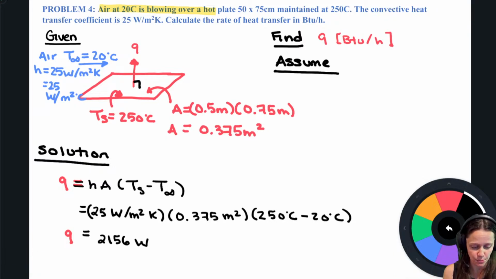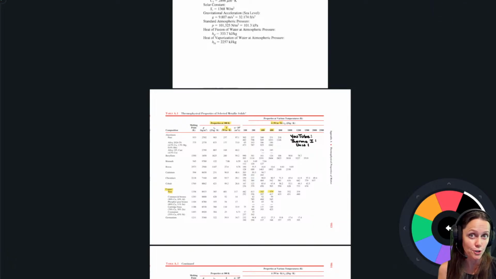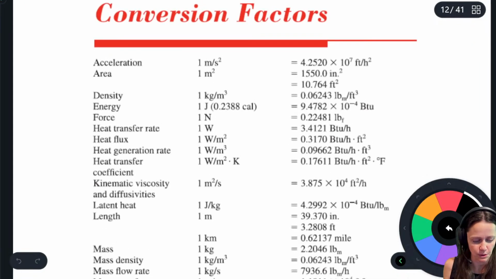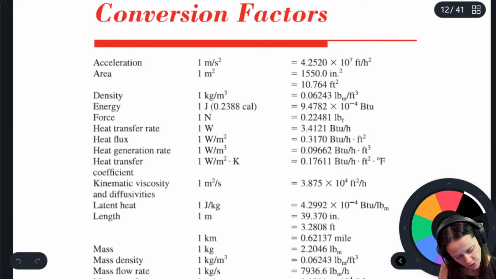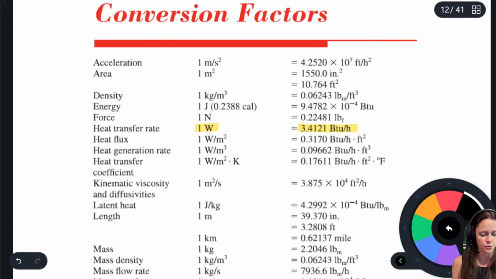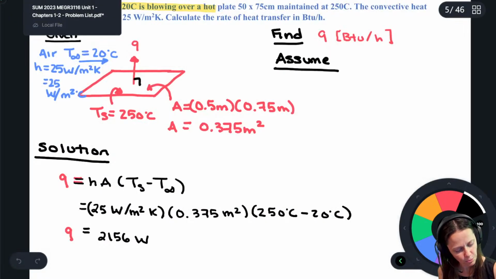Of course, they wanted it in BTU per hour, so let's convert to BTU per hour. You will, again, have that heat transfer packet available to you for the test. And this does include some conversion factors. So this is page 12. You just have to get used to where things are. There we go. So there's my conversion factor. 1 watt is 3.4121 BTU per hour. Easy peasy, no problem.